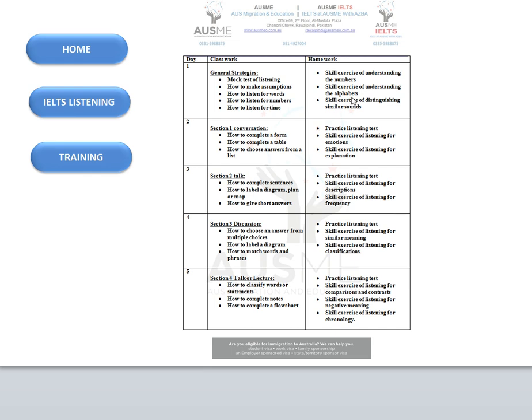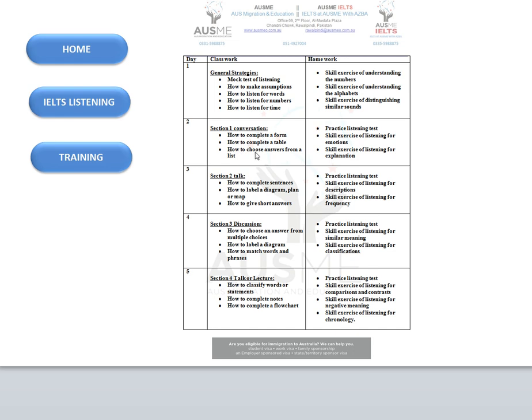So you can differentiate between these letters and actually pick up if they're saying but or put. The other exercise you'll have is distinguishing similar sounds. That is very similar to the words activity that we'll do in class, and also the skill exercise that you'll be doing for understanding the alphabets. So it's quite interlinked. On the second day, we'll move on to the section 1 conversation.